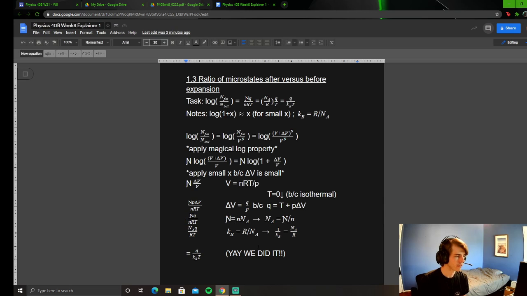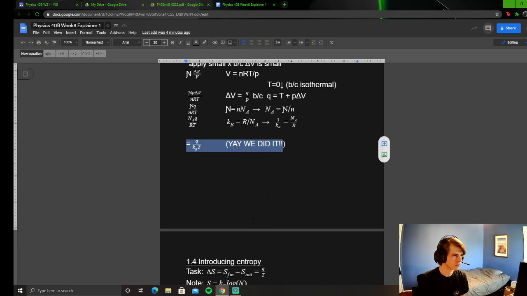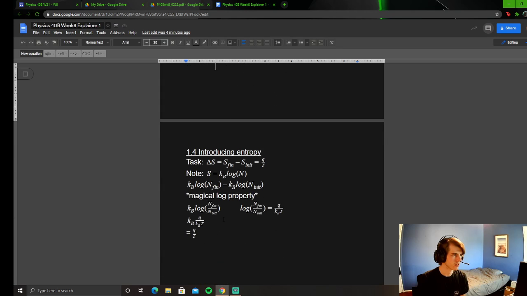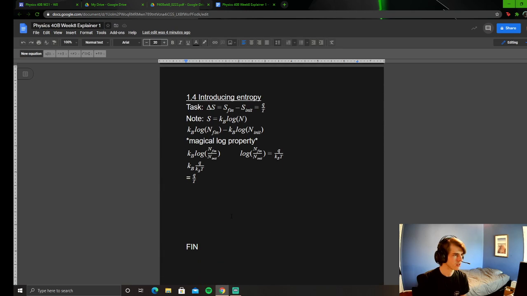We rewrite this in terms of delta V to get here. And then after that, we use this equation that we got from 1.2, and we rewrite it in terms of Avogadro's number, and then we get here, and then you use the K Boltzmann, but use the inverse of it more specifically, and then you get to the final step. So nice, we got there. It took a lot of substitutions, but you get there.